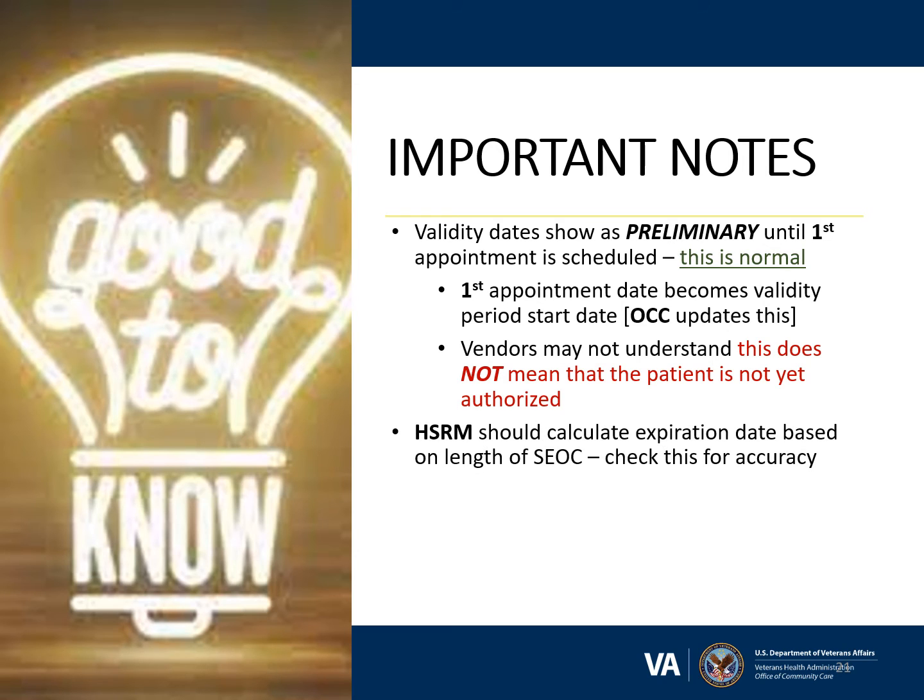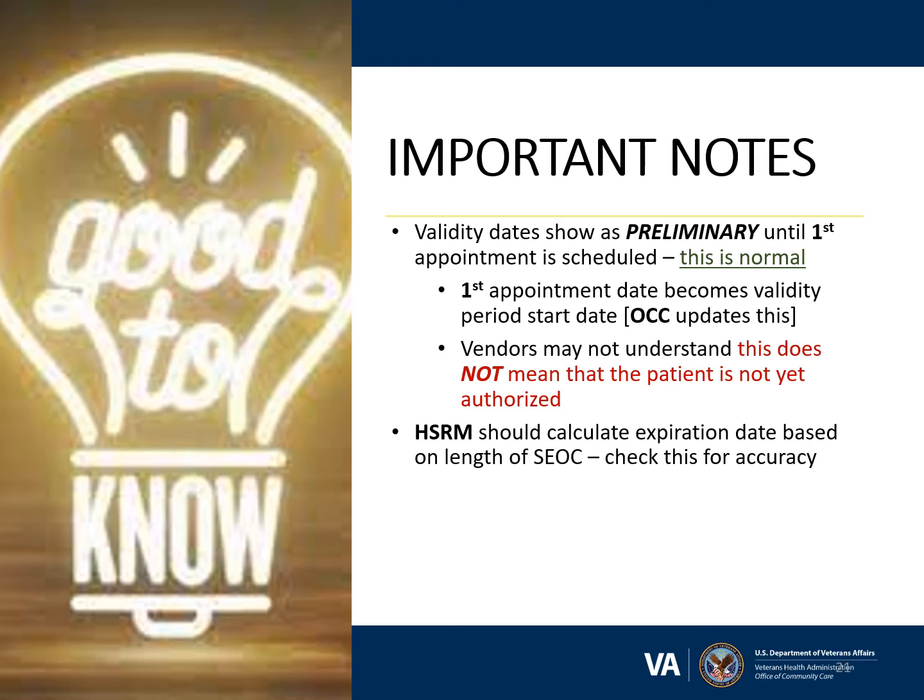HSRM should calculate the new expiration date based on the length of the CEOC. We have to make sure that this is accurate because I have seen it make a mistake once or twice. So what that means is that when we record the new appointment, the system should automatically change the validity dates based on the length of that CEOC.